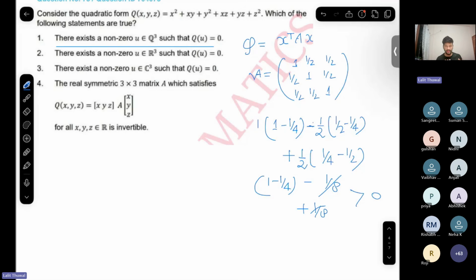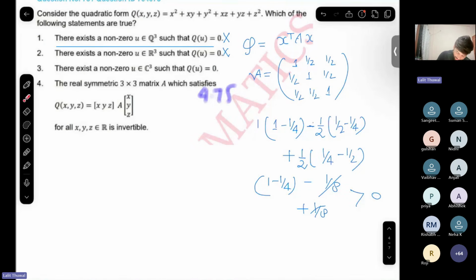So it cannot vanish on any non-zero element of R cube. Okay, so these two are wrong. So read questions and options every time very carefully. Okay, so there exists, there every. Sometimes you miss some phrase and you get wrong answers. So you get the loss of 4.75.